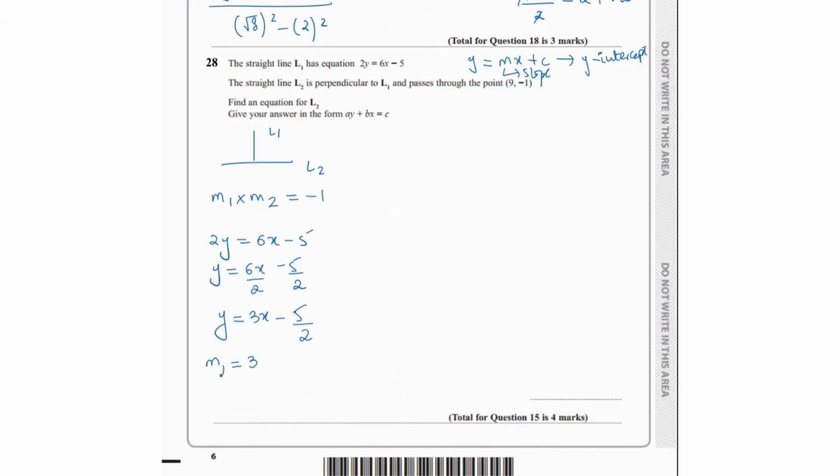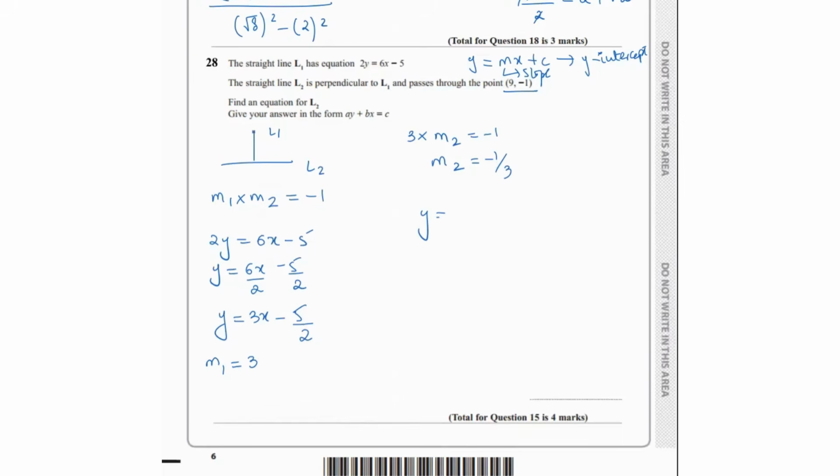So m1 is 3. So I can find m2. 3 times m2 equals -1. So m2 is going to be -1/3. They're telling us that L2 is passing through the point (9, -1). We have a point, we have the gradient, so we can easily use point-slope form to find the equation. You can even use slope-intercept form.